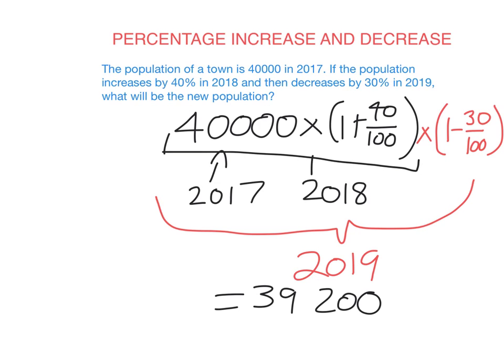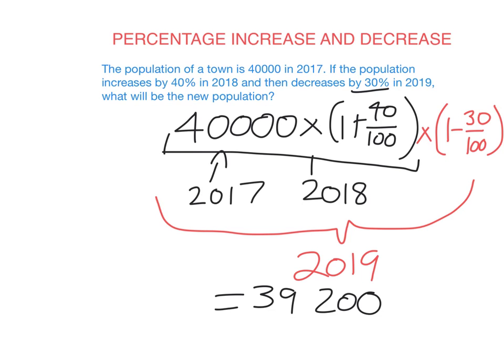So actually, the population has decreased. So even though it increased by 40%, we increased 40,000 by 40%. After the increase, the new population would be 56,000. So then we decreased 56,000 by 30%. So even though we decreased by a lower percent, the number that we decreased by 30% was much higher than the number we increased. And that's how the population could still go down.